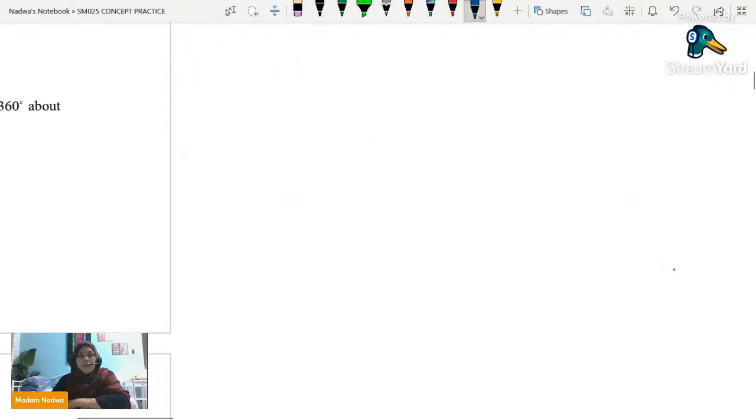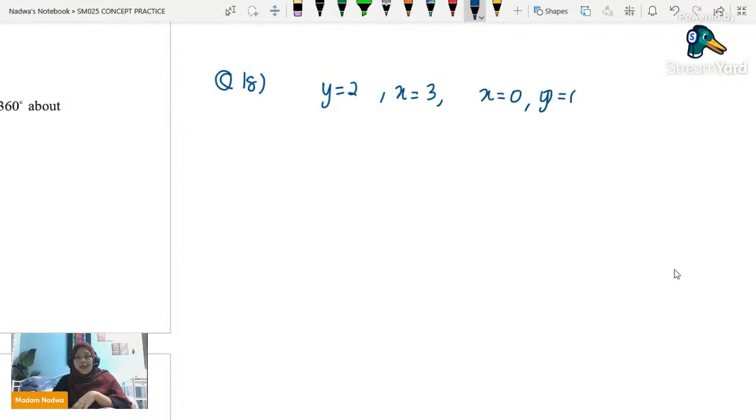Kita tengok question 18. Okay, so dia bagi dekat kita, saya tulis balik. Dia bagi dekat kita Y equals to 2, X equals to 3, apa lagi? X equals to 0, Y equals to 0. So ini adalah 4 information yang dia bagi dekat kita. So macam tadi sama juga, kita kena lukis je dulu dekat atas graph.